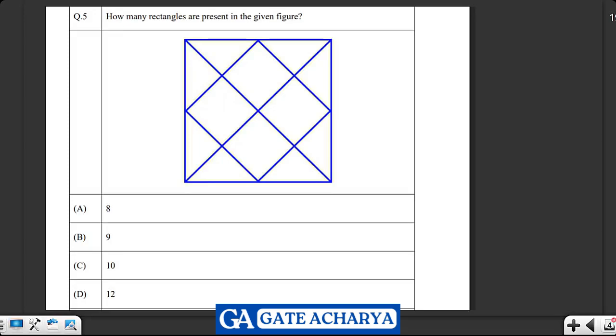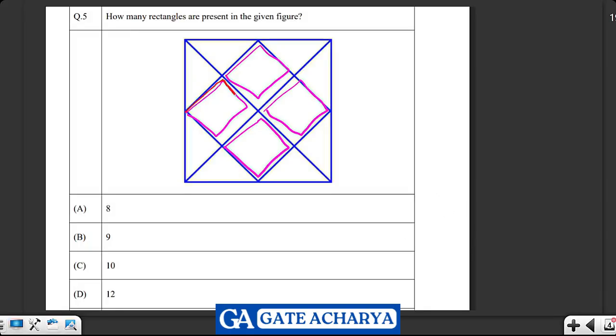Okay, so most of you are coming out as 10. I think the answer is 10. So let's check it out. I will draw it with different colors. Let's start with the most basic one. So this is one, right? One rectangle, second rectangle, third rectangle, and fourth rectangle. So that is covered. Now let's go for a different color.